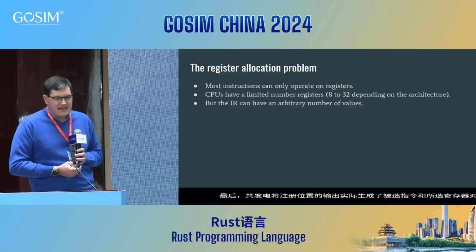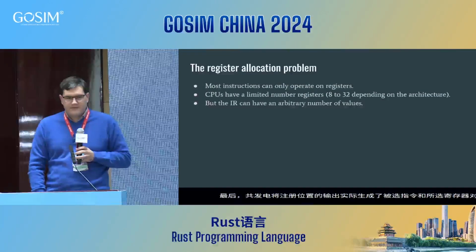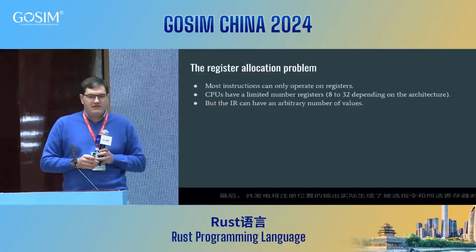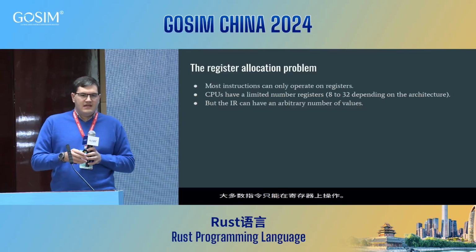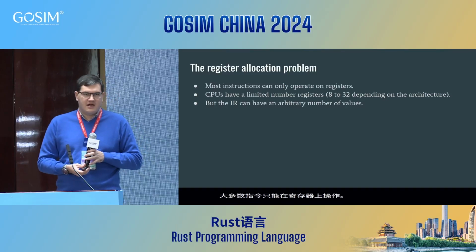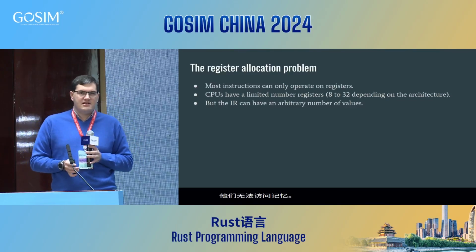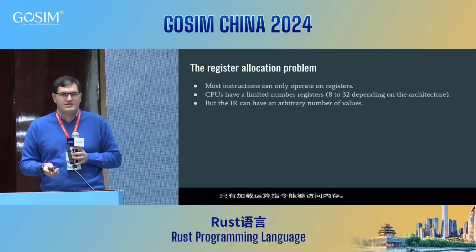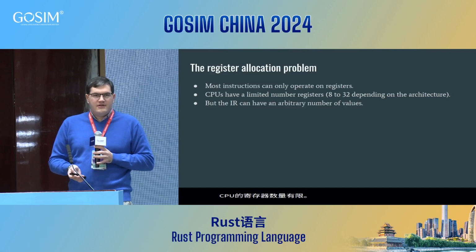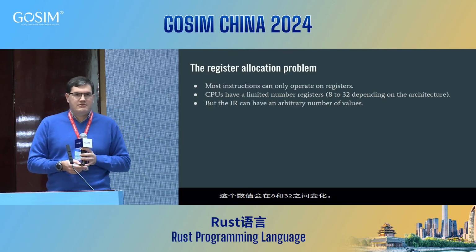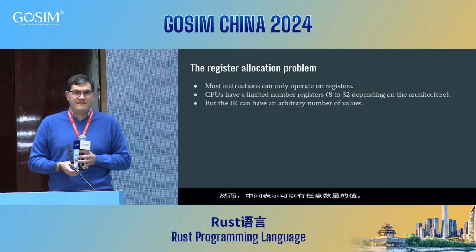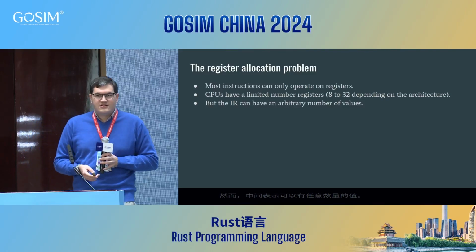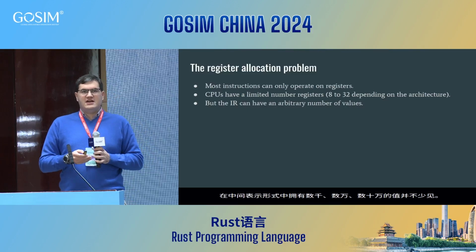So let's take a deeper look at the register allocation problem. Most instructions can only operate on registers. They can't access memory. Generally, only load and store instructions are able to access memory. And CPUs have a limited number of registers. This will vary between 8 and 32 depending on the architecture. However, the intermediate representation can have an arbitrary number of values. It's not uncommon to have thousands, tens of thousands, hundreds of thousands of values in the intermediate representation.